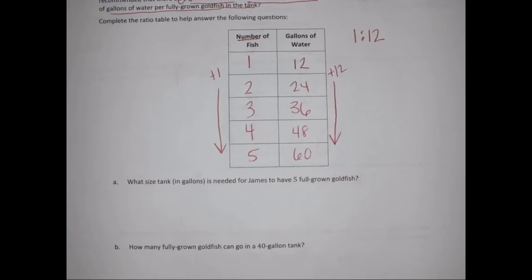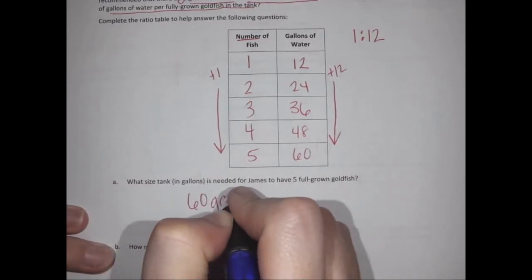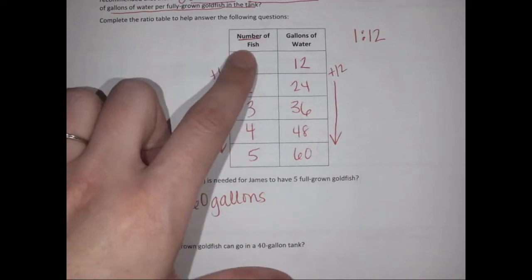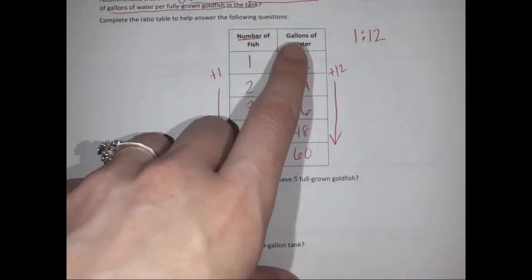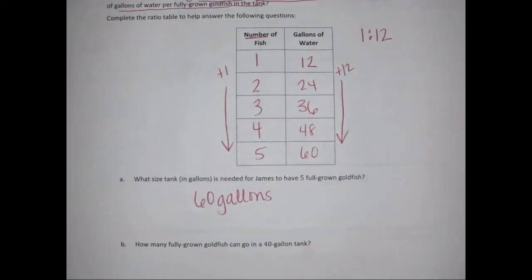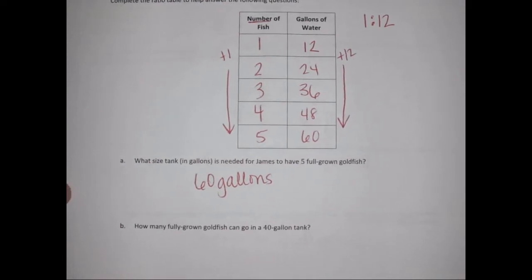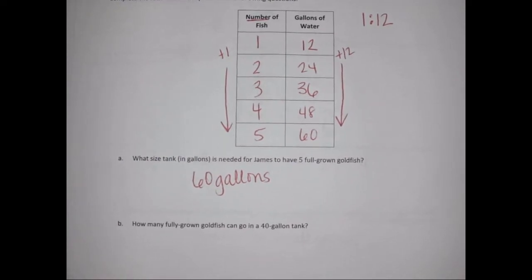60 gallons. How do you know? Because the table says for every 5 fish there's 60 gallons. Because our table tells us 5 fish is 60 gallons. How many full-grown fish can go in a 40-gallon tank? Now, is 40 gallons on our table, Judas? Is 40 gallons of water on our table? Do we have a box that says 40? Look at your table. We have a box that says 40.